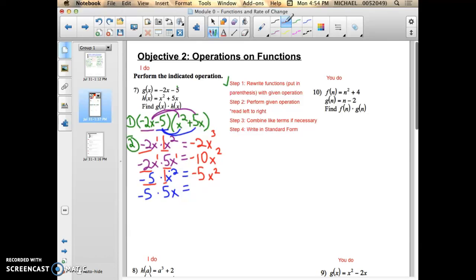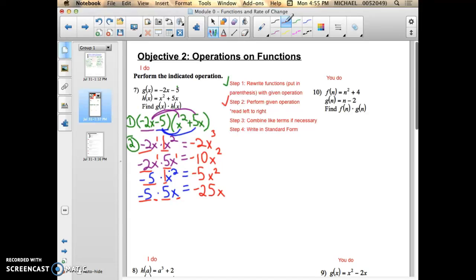And then finally, negative 5 times 5x. Negative 5 times 5 is a negative 25. In a similar situation, this x doesn't have anything to multiply with over here, so I just bring it along for the ride. I am done with step 2. I can put a check mark.